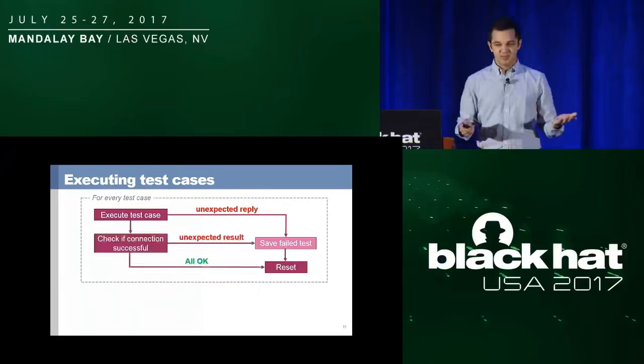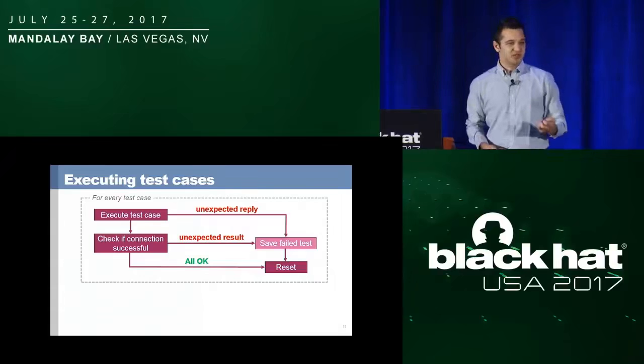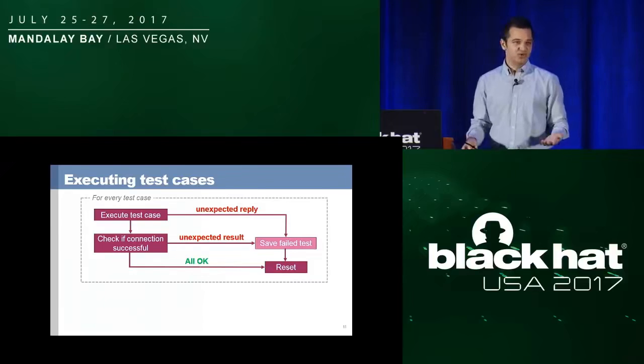If we always got the expected replies, then we're going to check if it was a successful connection or not. And if we get the expected result, then again, everything is fine. And we can ignore this test case because the implementation reacted in the way it's supposed to, so we don't need to investigate anything.